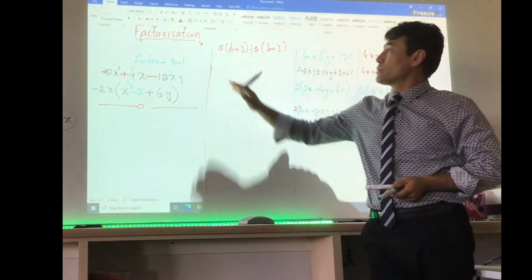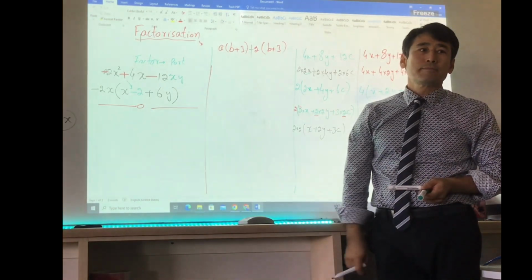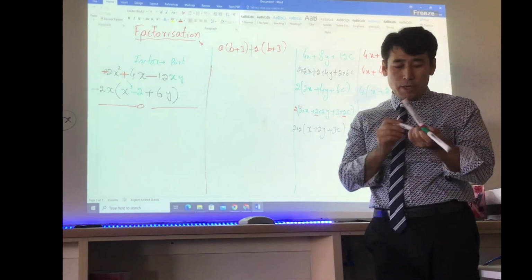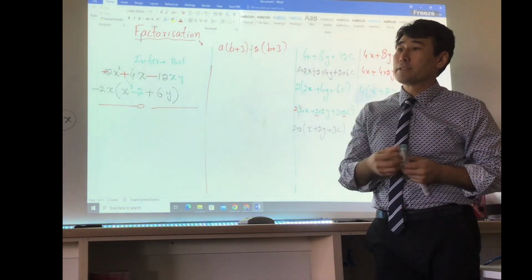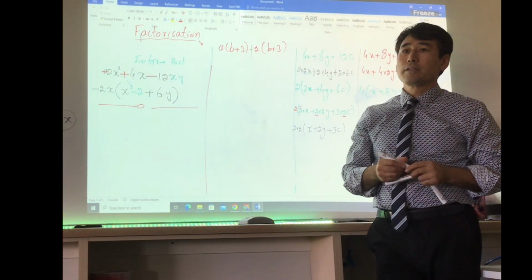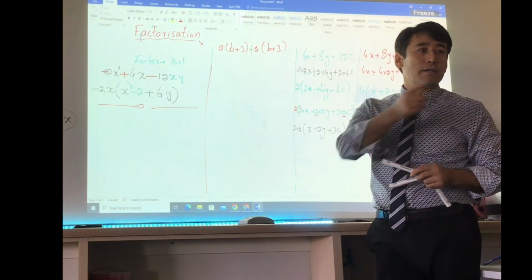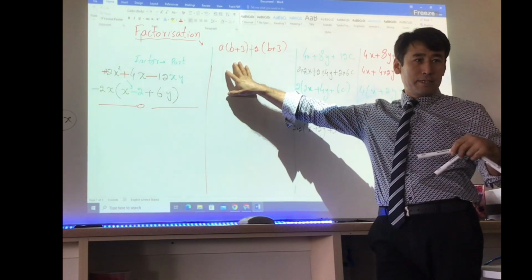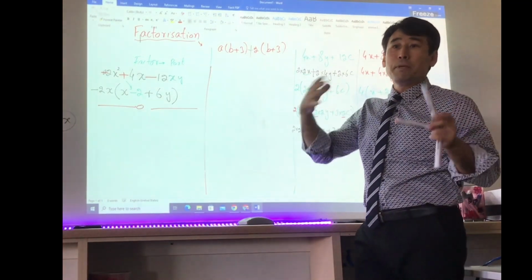That is the question: what is common in these 2 terms? Think more, what is common? The bracket, and whatever is inside the bracket. B and 3. B plus 3, right? Guys, B plus 3 is common.